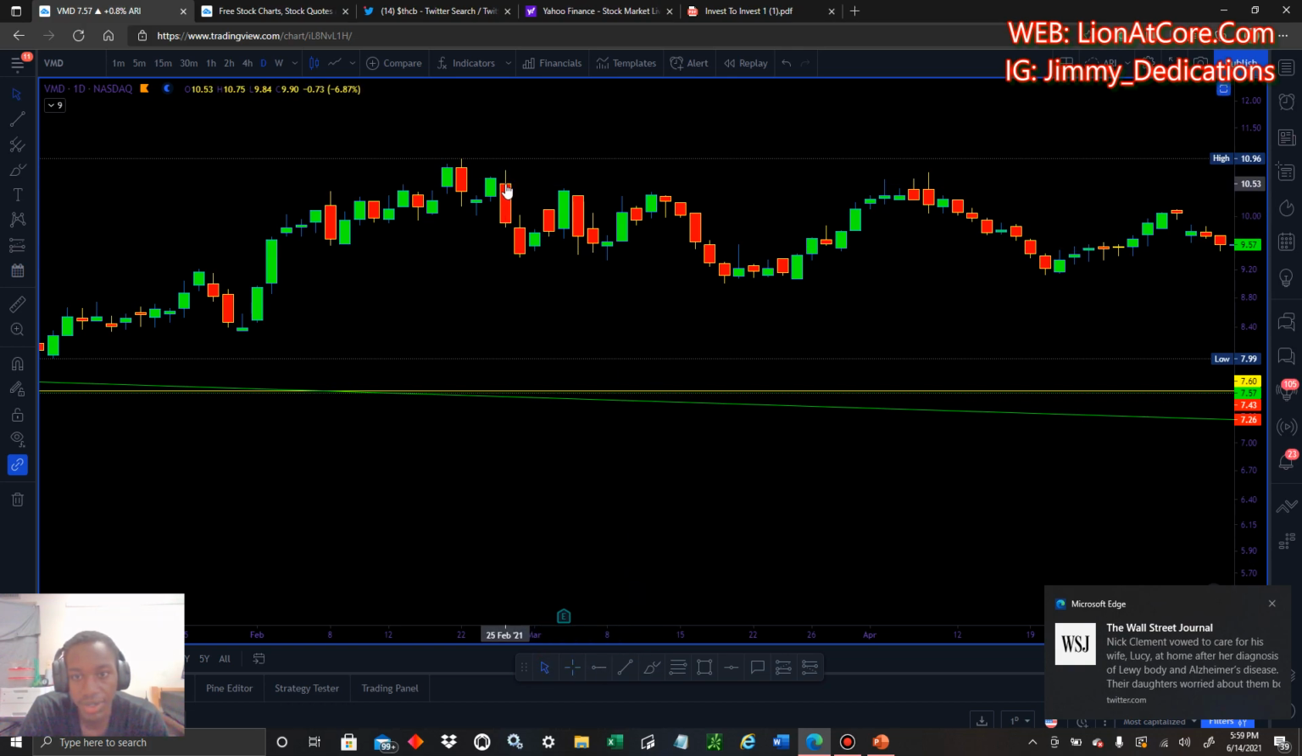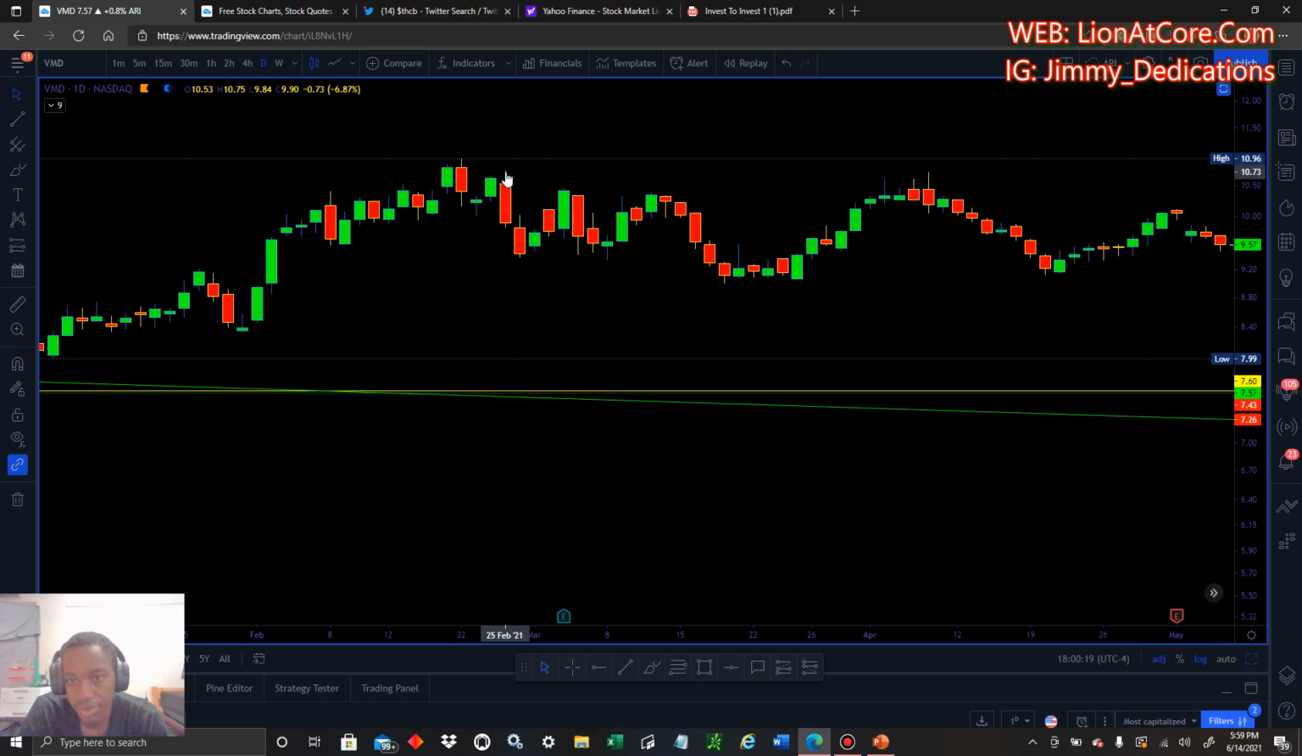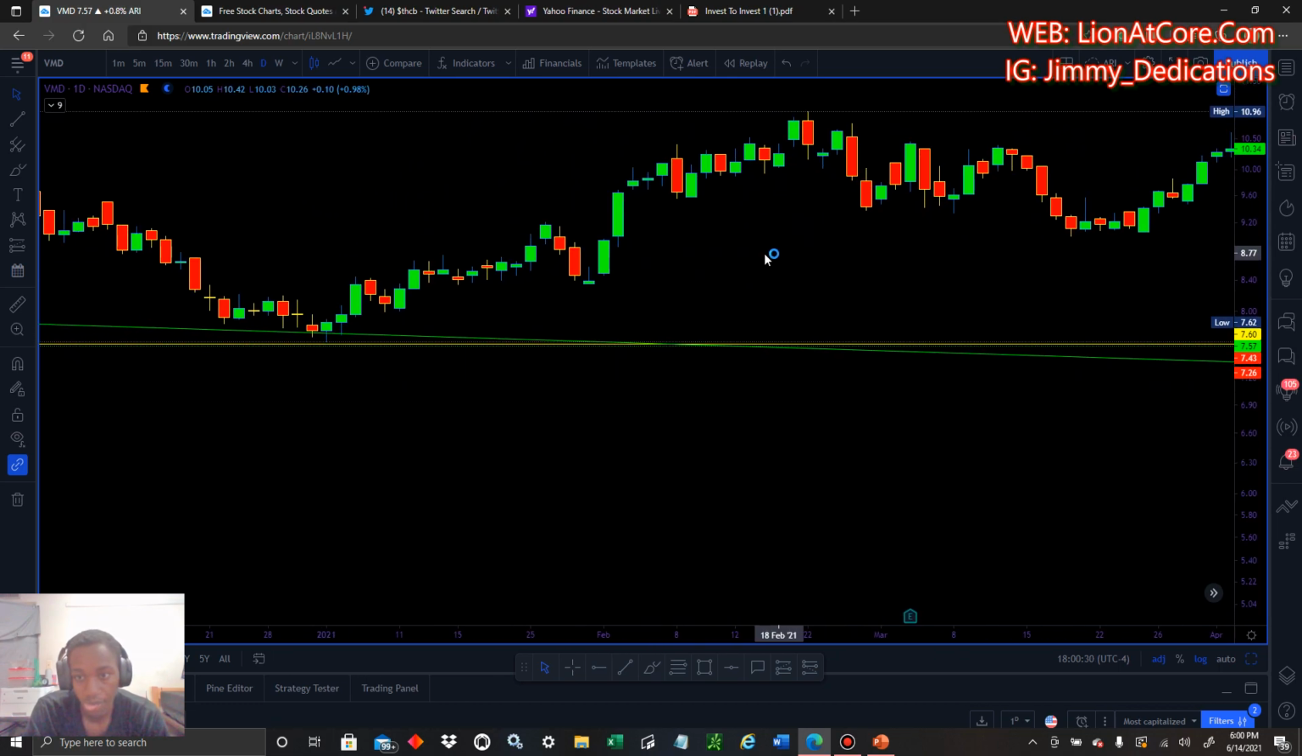This candle opens right here. It once went up here, but then sellers came in and it sold all the way back down. So the wick at the top is showing the rejection of buyers. The wick at the bottom is showing the rejection of sellers.